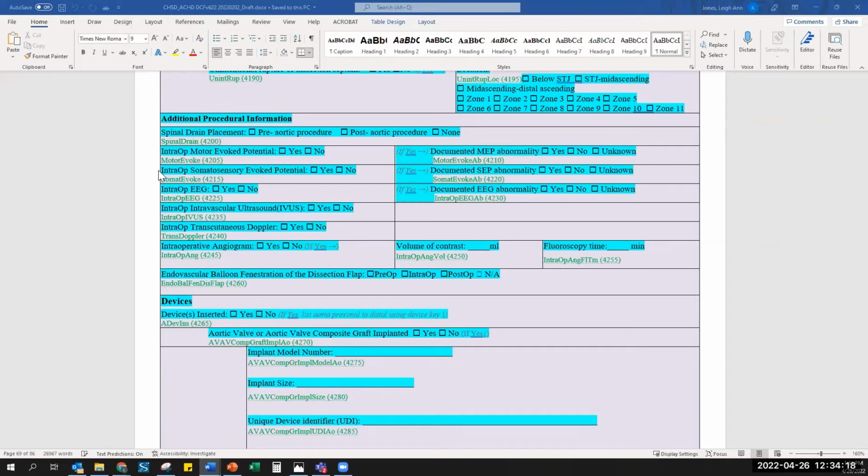The next question is, did you do an intra-op EEG? The EEG is used to monitor your overall brain function during thoracic aorta procedures.